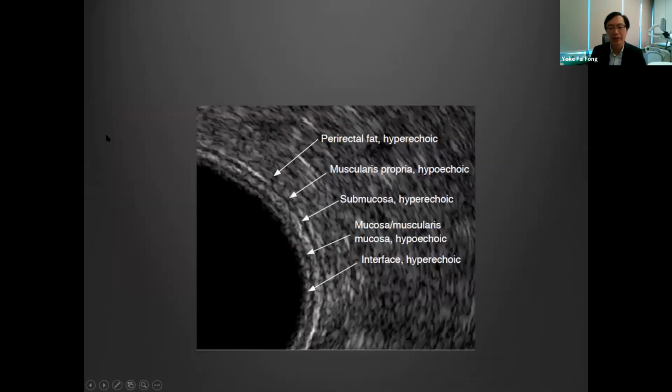Okay, just to remind you again, it's going to be white, black, white, black. So first layer, perirectal fat, hyperechoic, that means it's white, okay? Second layer, the muscularis propria, which is black, hypoechoic. And then again you have the submucosa, which is hyperechoic, white again. And then you have the mucosa, which is so-called black. Of course, then the interface, the probe itself, is hyperechoic, so you see it's white.